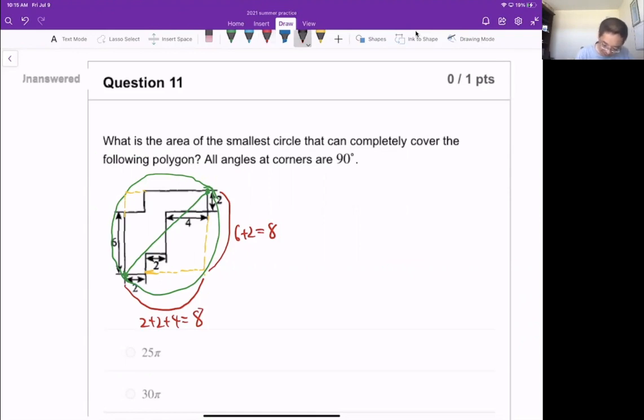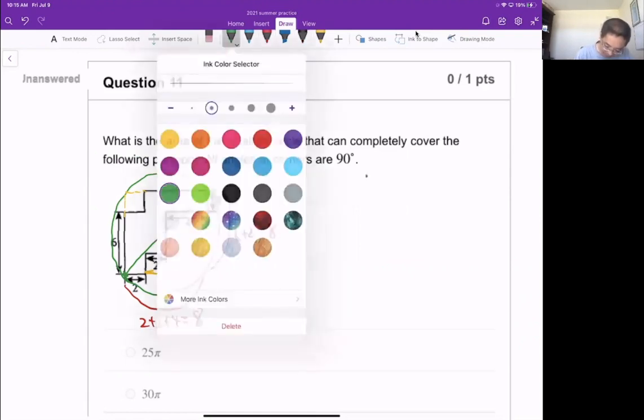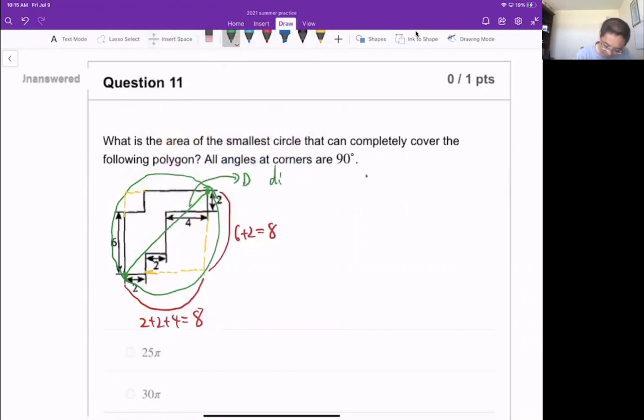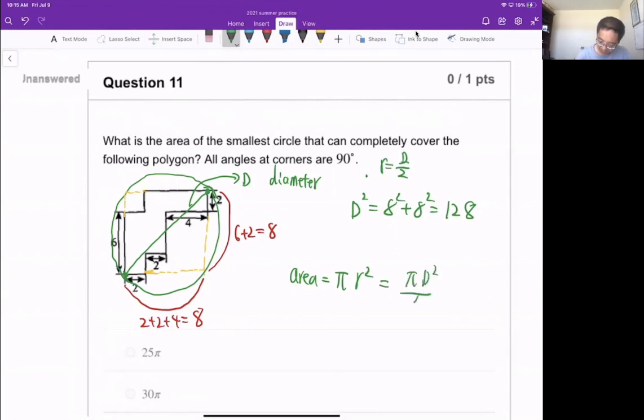Okay, and from here, by the Pythagorean theorem, let's say D is the diameter of the circle. We get D squared equals 8 squared plus 8 squared, which is 128. And then the area of the circle is pi times r squared, where r is the radius, d over 2, so that is pi times d squared over 4, right? So we get pi times 128 over 4, and this gives us 32 times pi. And this is the area of the smallest circle that contains this polygon.